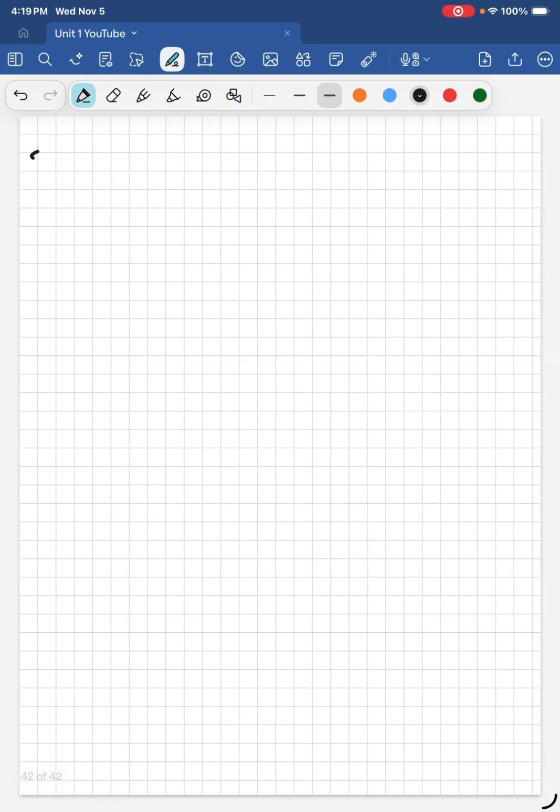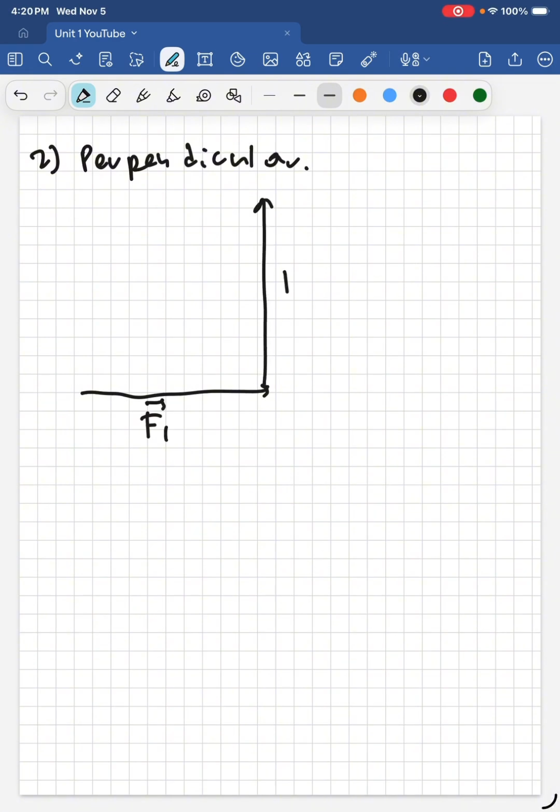Second case, the vectors are perpendicular. Sorry, I said vectors because force is a vector quantity, but the forces are perpendicular to each other. Okay, how do you add them up? Let's say that you have F1 points to the right and F2 points up. Here I'm drawing the vectors, okay?